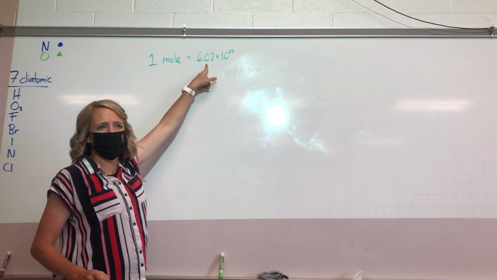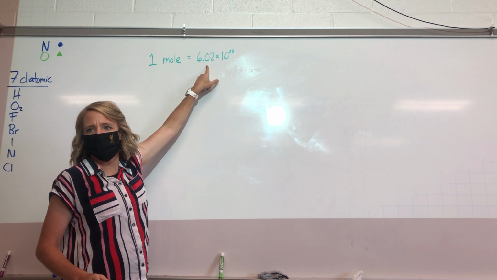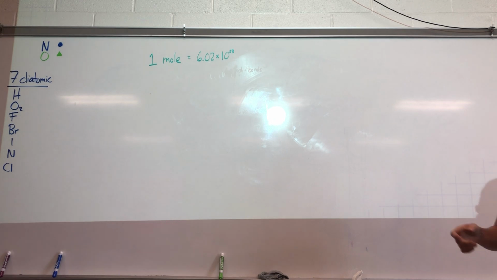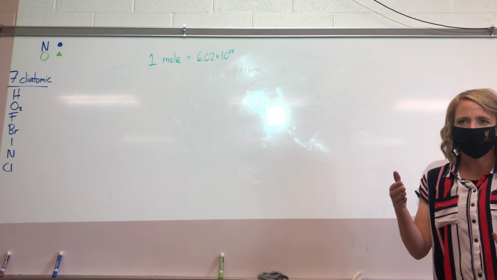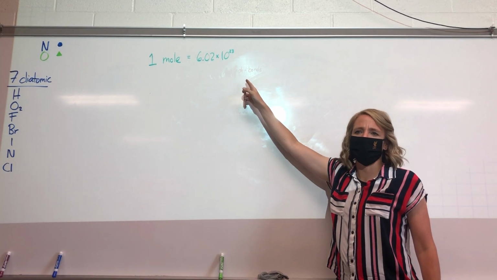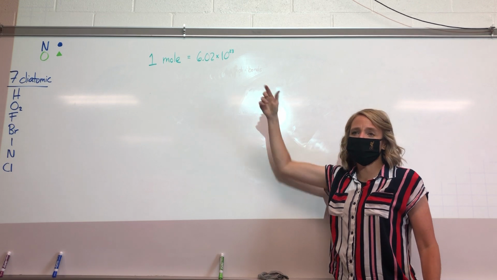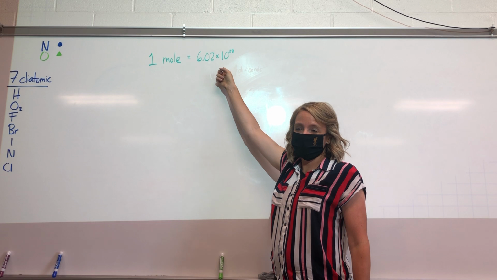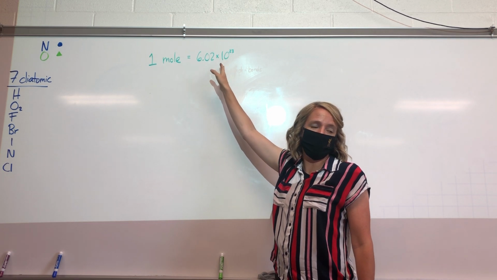We established this is a counting number, right? Unlike a dozen, though, we have a dilemma. I can count out a dozen of something. I can't count out a mole of something. Even if we could see atoms, you would die before you could count this high. There's not enough seconds in your life to count to a mole.